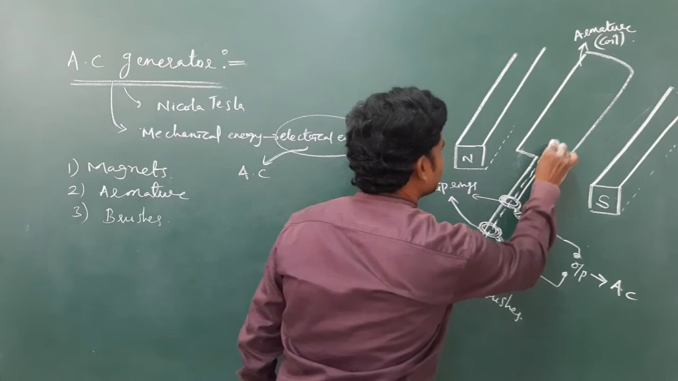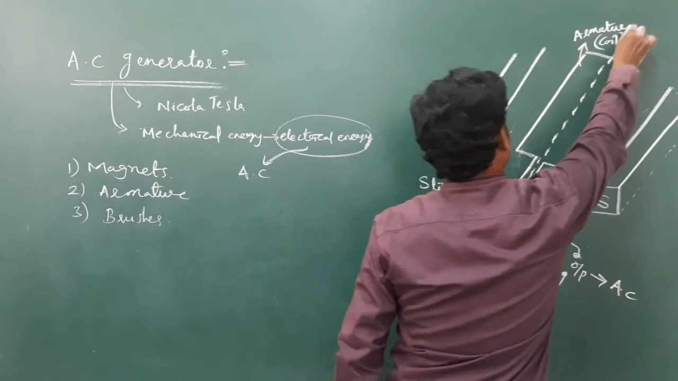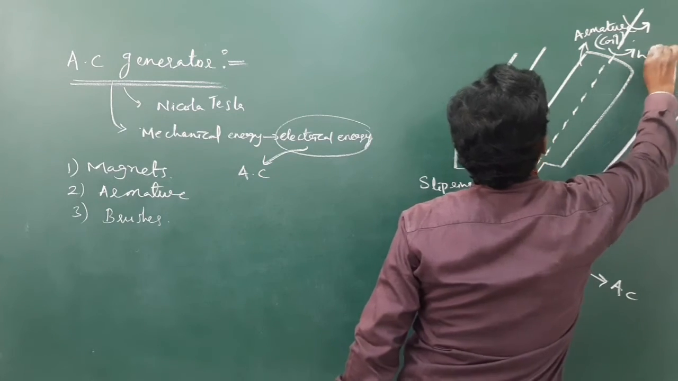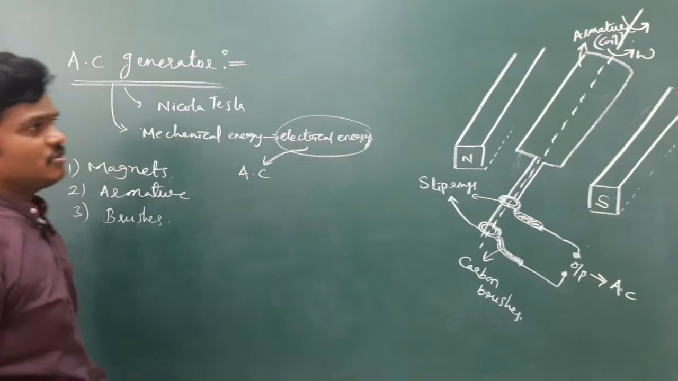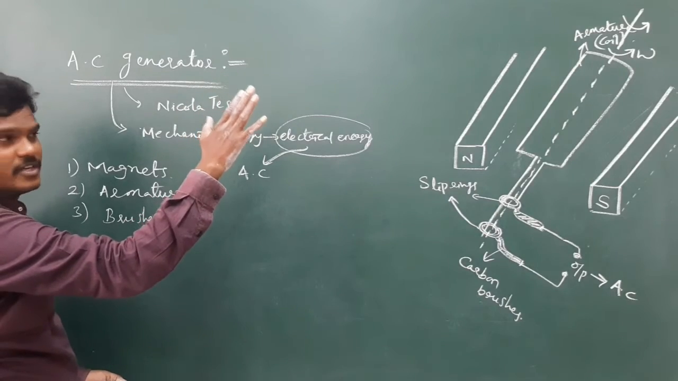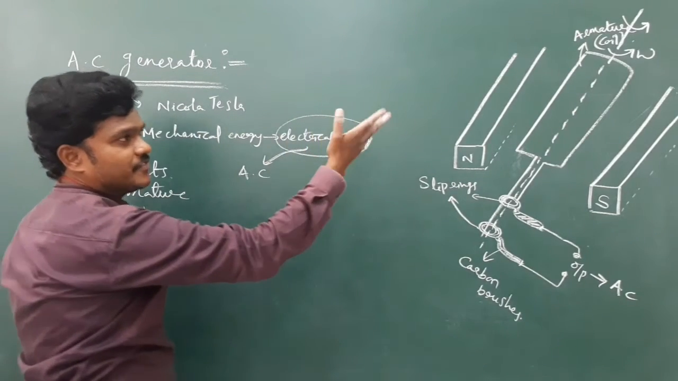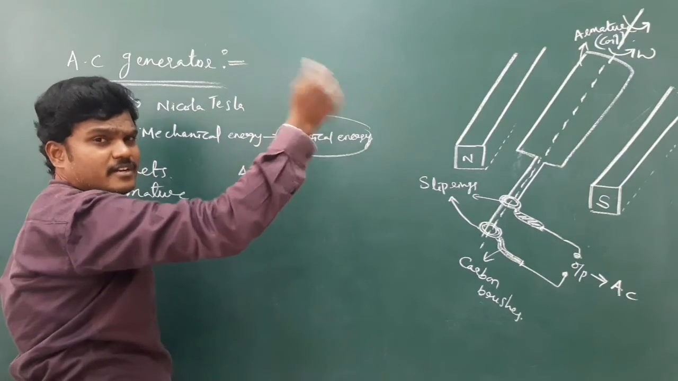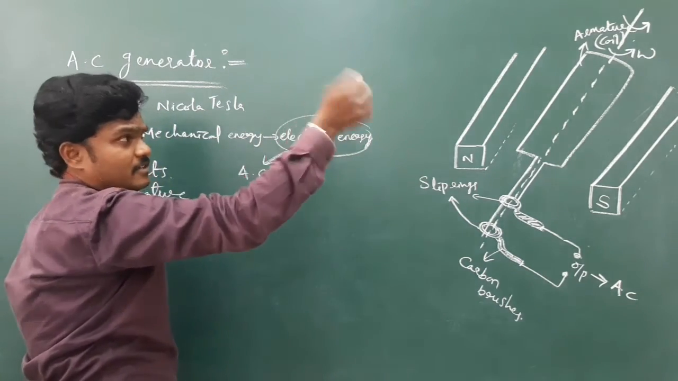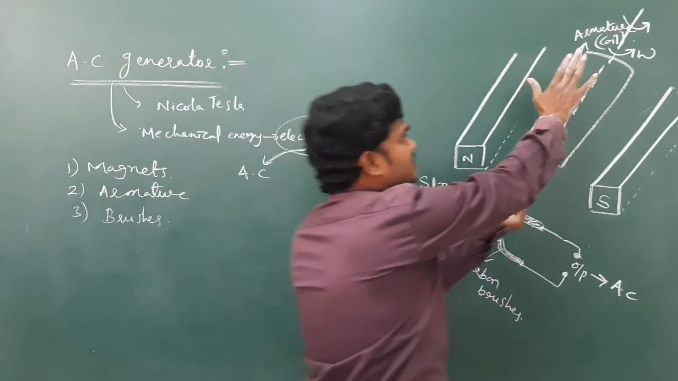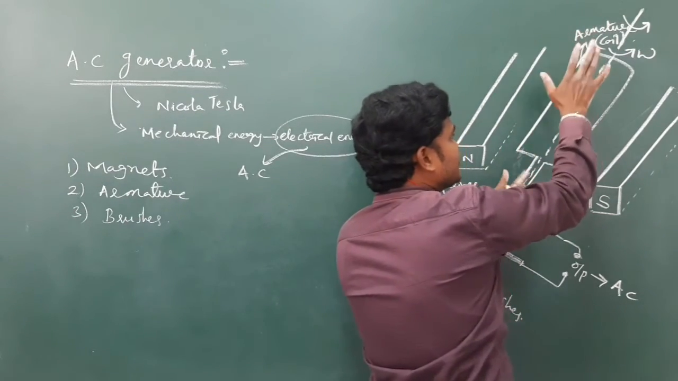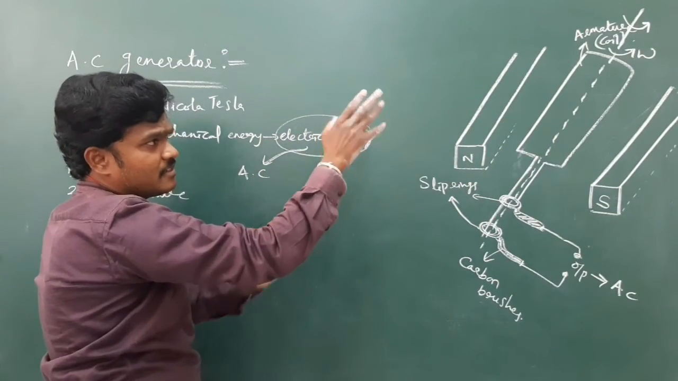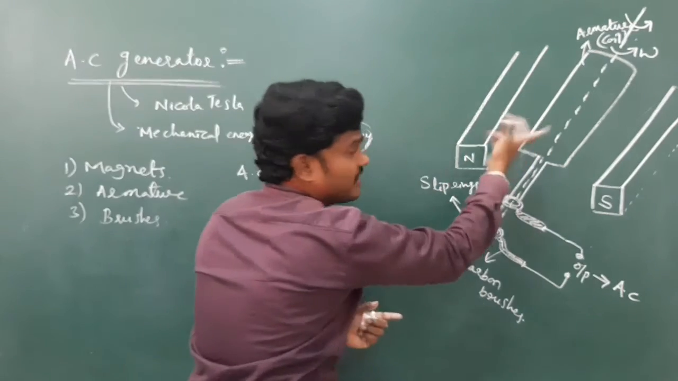If this armature is rotated from the external agency with an angular velocity omega, it means some mechanical work. So we are giving some mechanical work with some handle arrangement. If this armature, nothing but the rectangular coil, rotates, then that coil cuts the magnetic field lines.